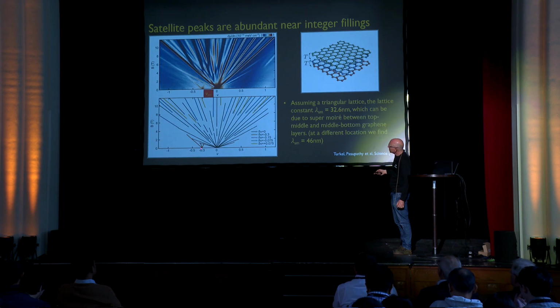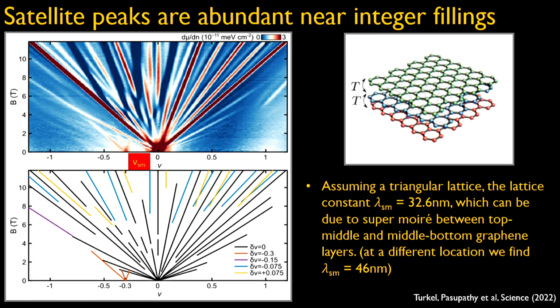Interestingly, if one looks at this specific replica here, it has a degeneracy which is identical to the one near the neutrality point. This means that in order to fill this band, we need to fill 4 flavors of the supermoire lattice. But now we can ask, well, what happens at filling factor 2?